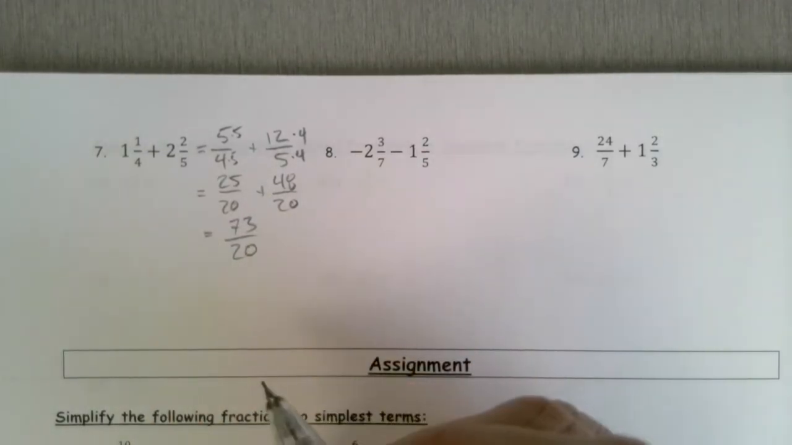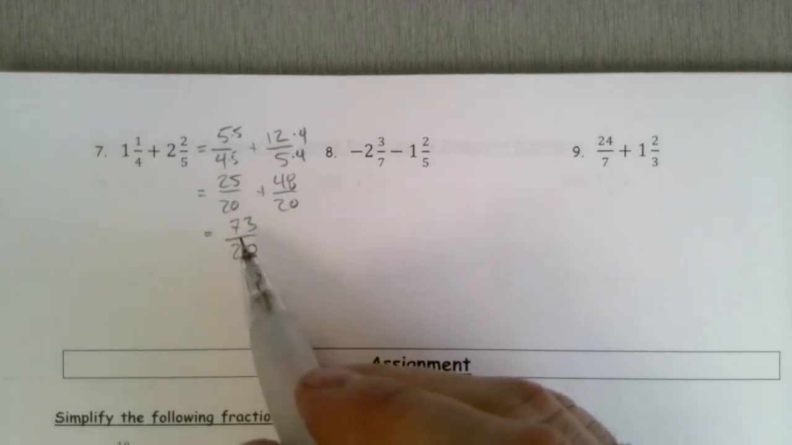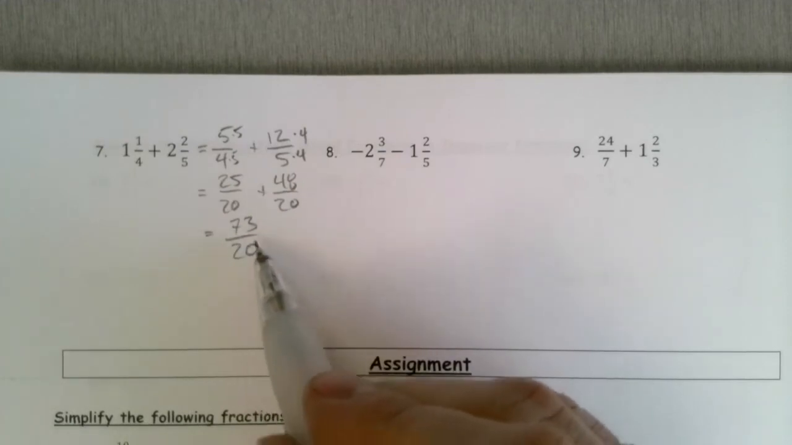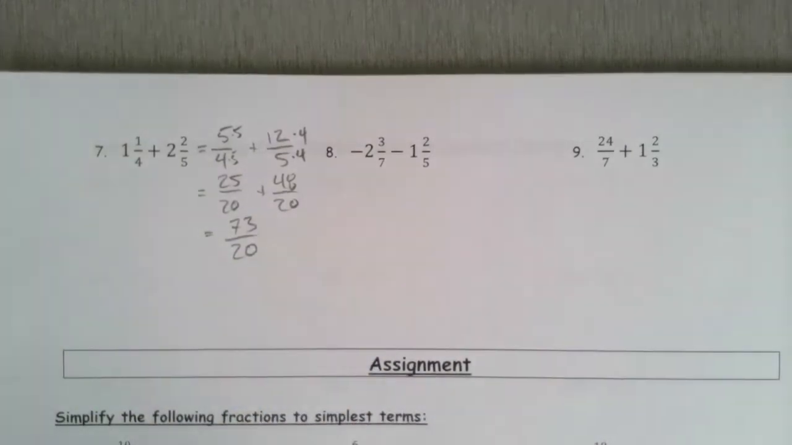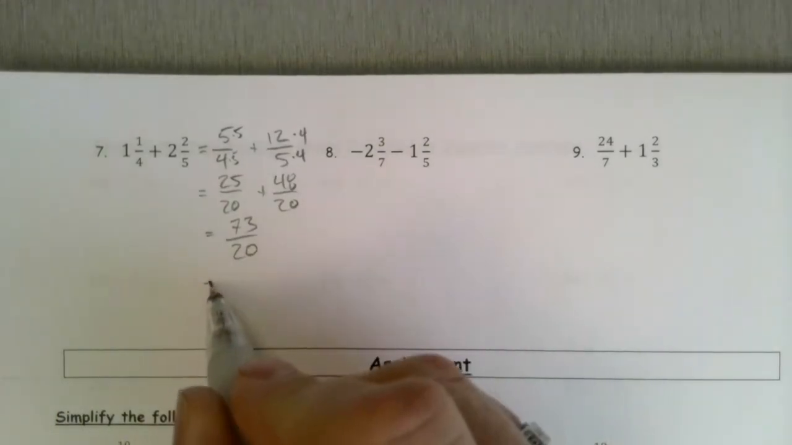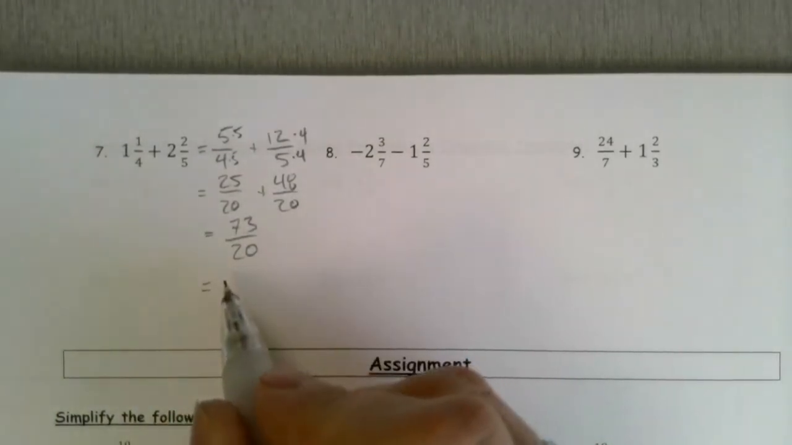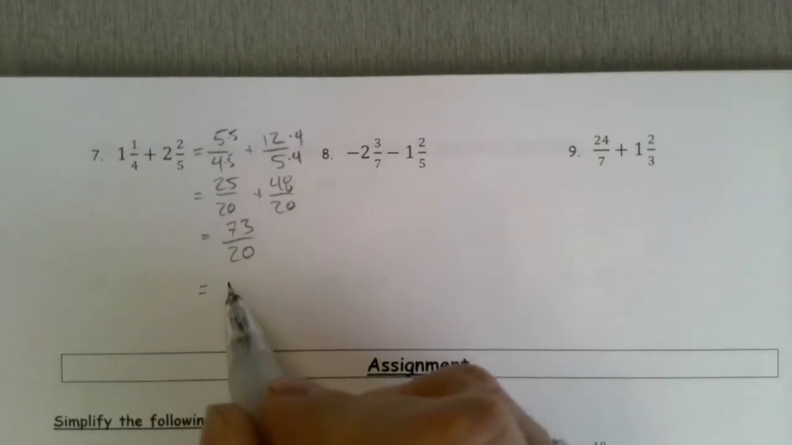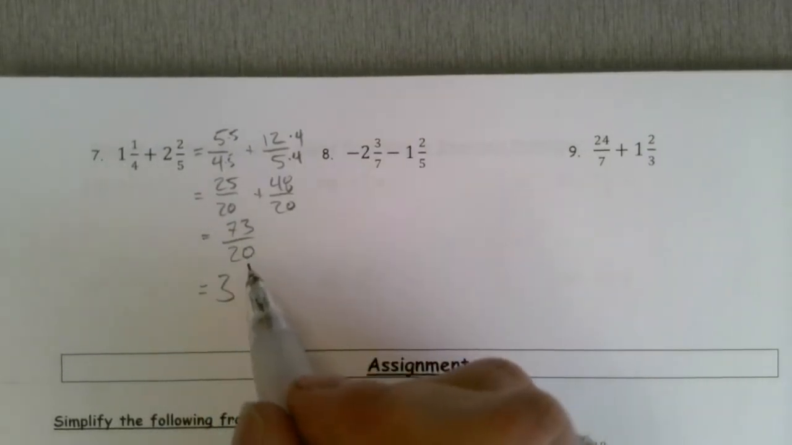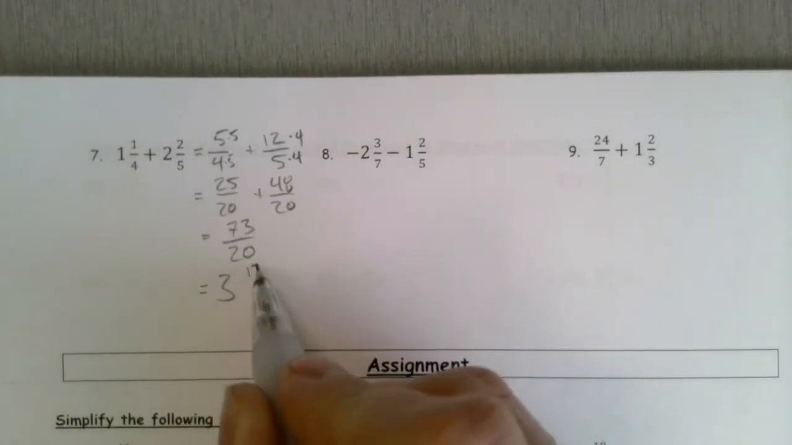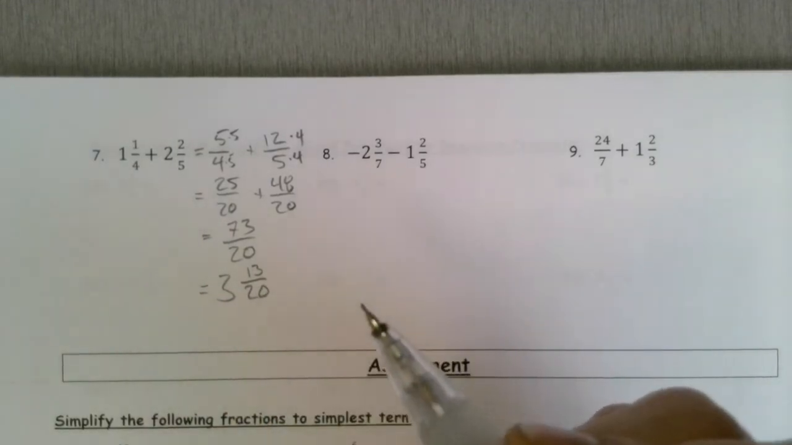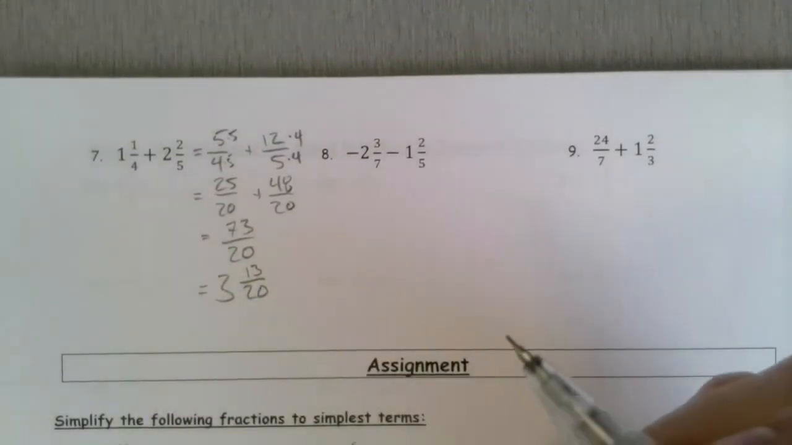Okay, 73 twentieths. Well, 73 is not even, 20 is. 20 is also a multiple of 5, but 73 isn't. There really isn't a common factor there. But we can divide that by 20. We can convert this into a mixed fraction here. And we're going to get, what are we going to get here? We're going to get 3. 3 times 20 is going to be 60. That's as close as we're going to get to 73, but that leaves us with 13 left over. So 3 and 13 twentieths.